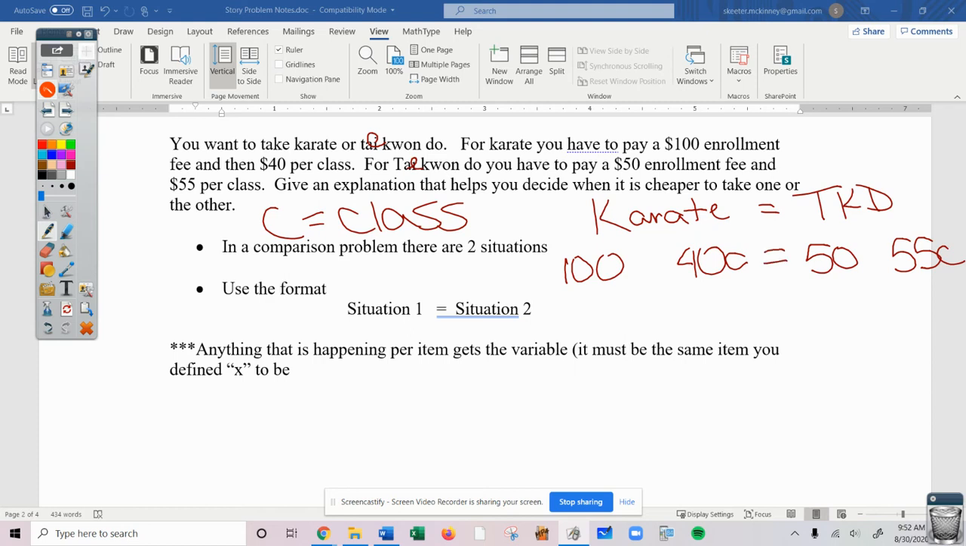Okay, we know we want to set these equal to each other. Now we have to decide what operation we have to put in between that 100 and 40C. Well, if we think about it, it's the total we're going to spend for karate, and we just said that total told us to add. So we're going to be adding these up.